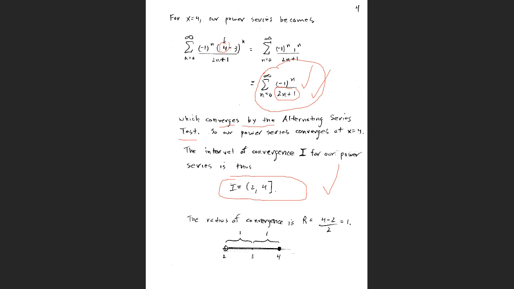Okay, and the radius of convergence then is going to be half of the length of the interval, which is 4 minus 2 divided by 2, which is 1. Okay, are there any questions on that second example? Okay. All right, well now let's go to the third example.